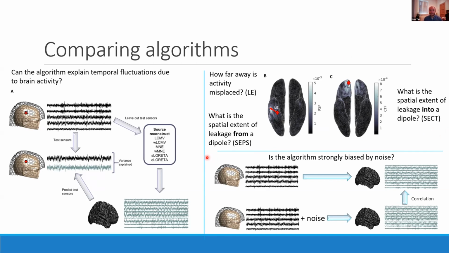Finally, we know that resting data has low signal to noise ratio. We can't average over many trials to reduce noise. So we wanted to see, is the algorithm strongly biased by noise? We can't reduce the amount of noise very easily, but we can increase it. To quantify this, we first source reconstructed our resting state MEG, and then we added some sensor noise and source reconstructed this. Then we performed a spatiotemporal correlation between these two solutions to see how much the solution changes with the addition of some noise.